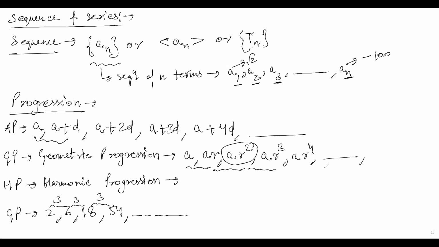Did you understand this, everyone? If you understood this, just tell me what is the 10th term. If I want to write the 10th term in this, how many r must be multiplied to get the 10th term?